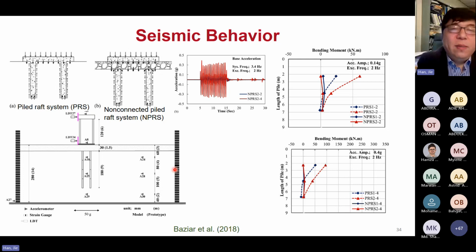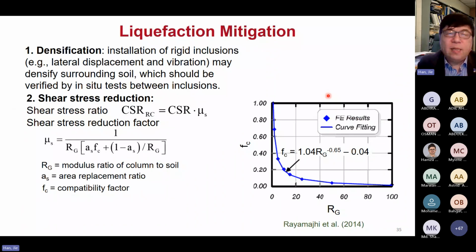There was a study dealing with seismic behavior, with very similar results. This is a shaking table test with rigid inclusions, without cushion and with cushion. As you can see here, without cushion, the dashed lines, the bending moment is higher, but with cushion the bending moment is much reduced. So that is the benefit of using a cushion for rigid inclusions.